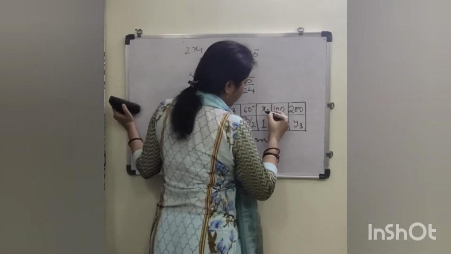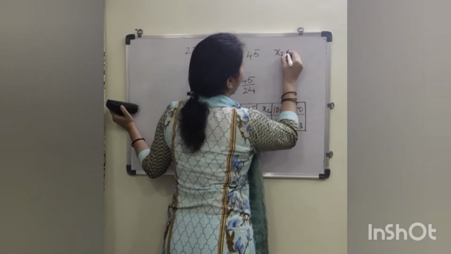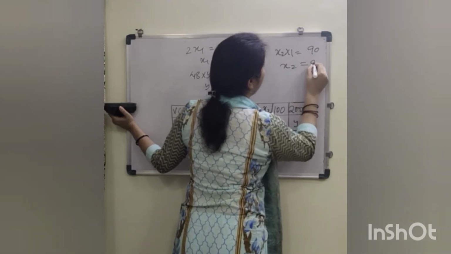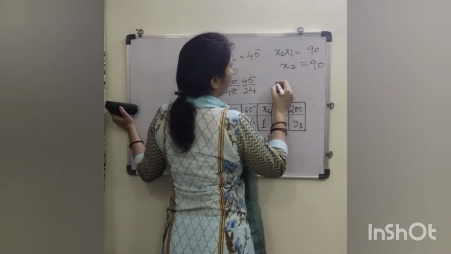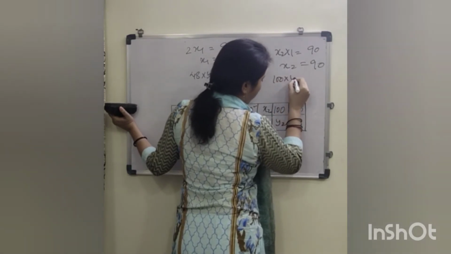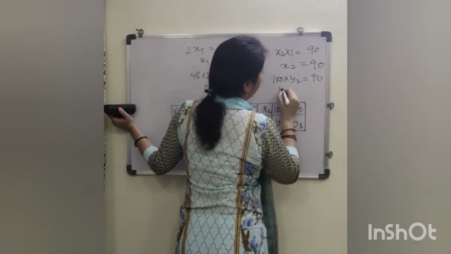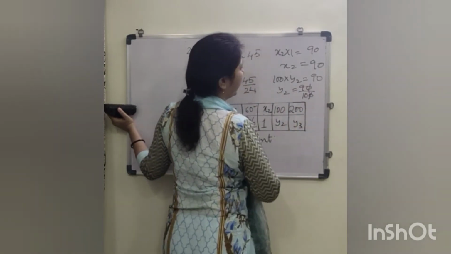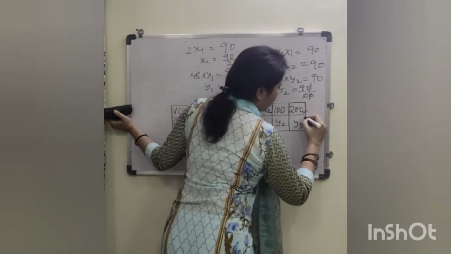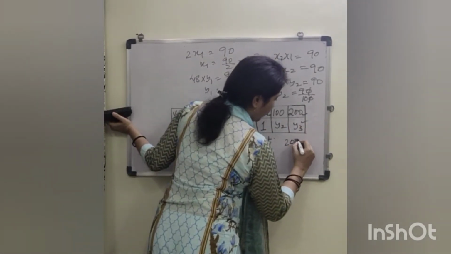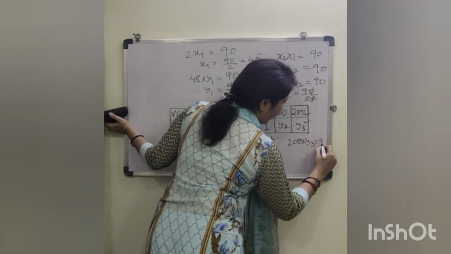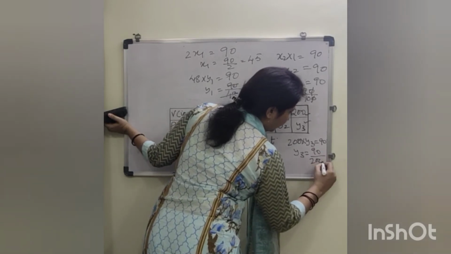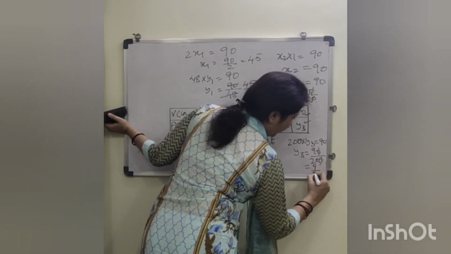Next, x2 into 1 is equal to 90. So x2 is also 90. Coming to this, 100 into y2 is equal to 90. So y2 is equal to 90 over 100, that means 9 over 10. Lastly, 200 into y3 is equal to 90. So y3 is equal to 90 over 200, that means 9 over 20.